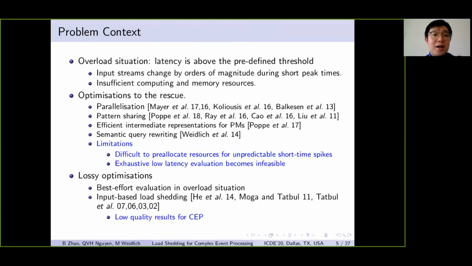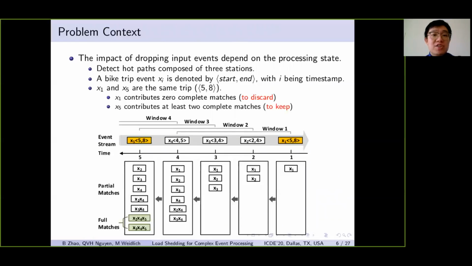They usually discard some input tuples. However, dropping input tuples usually generates low-quality results. We illustrate this issue by the same example of hot pass detection in bike sharing. A bike trip is denoted by a pair of start station and end station. Trip from 5 to 8 at time point 1 contributes 0 complete matches. This input tuple should be discarded. However, we want to keep the same trip at time point 5 because it contributes 2 complete matches already for time window 2, 3, and 4.